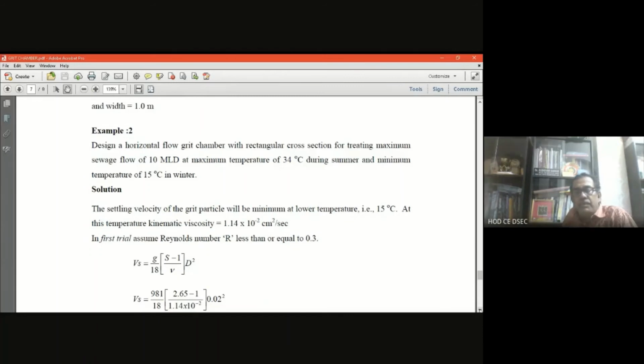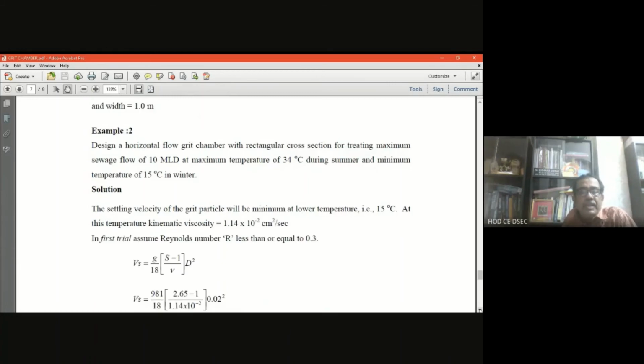Very interesting problem. You see, the summer temperature is given, that is the maximum, and the winter temperature is given, that is the minimum, and the flow of the sewage is given, that is 10 million liter per day. So you have to design the tank. Nothing else is given, just temperature is given.